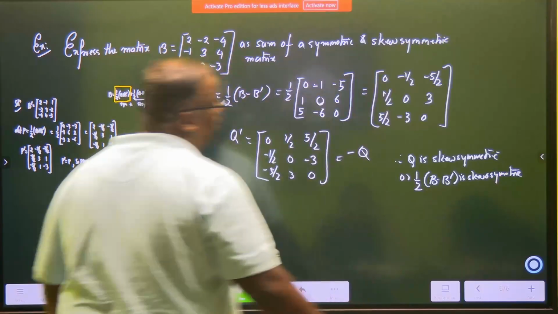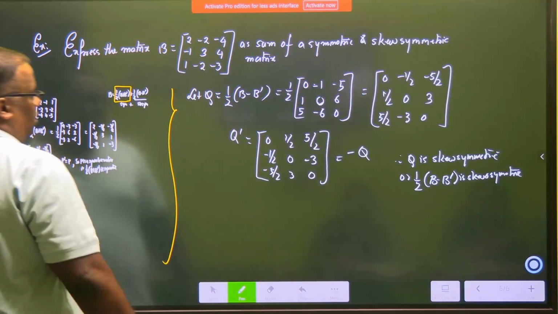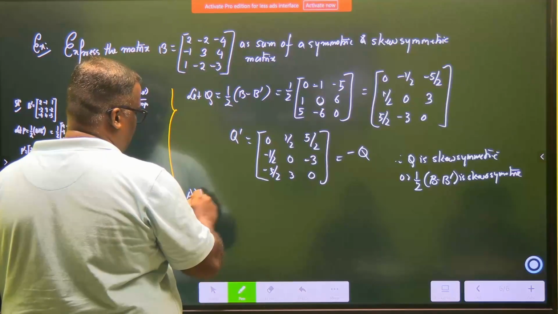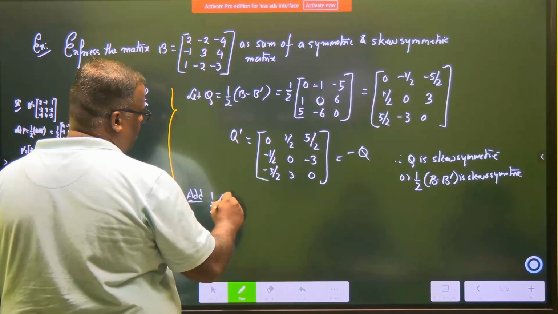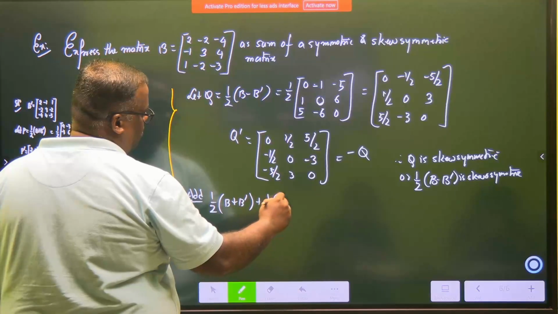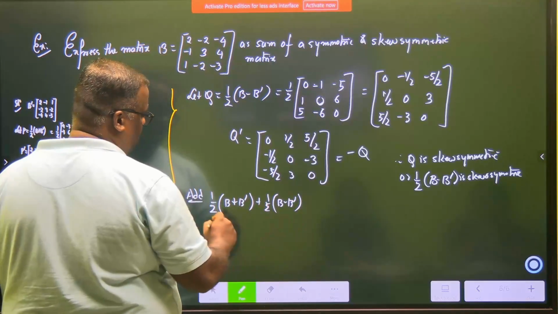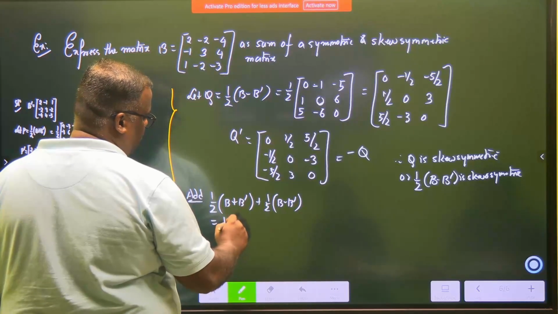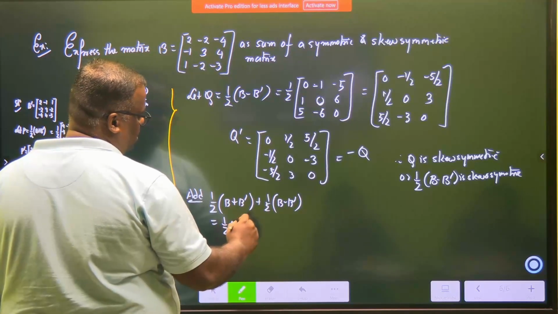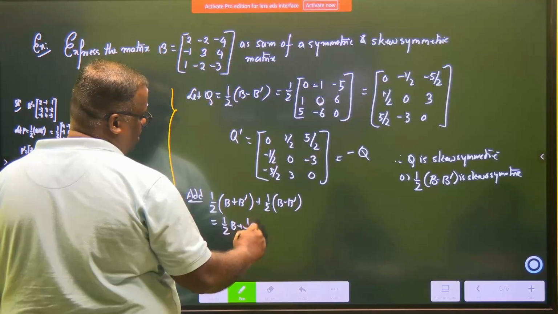Now you do your addition. Now let's add half B plus B prime plus half B minus B prime. So this is half B, right, plus half B.